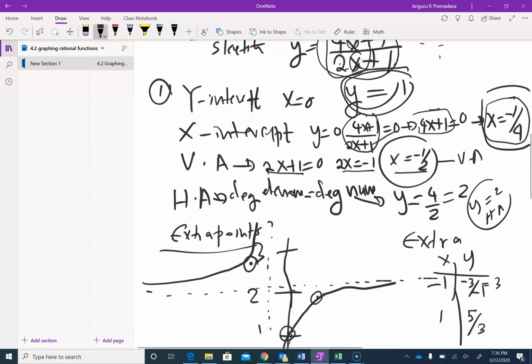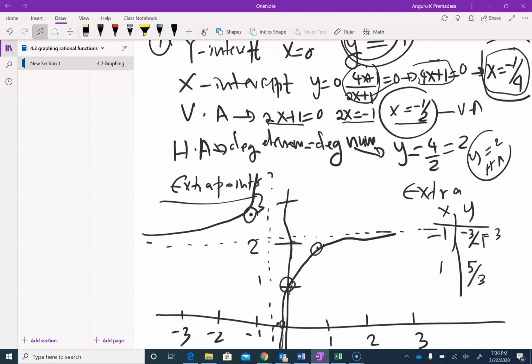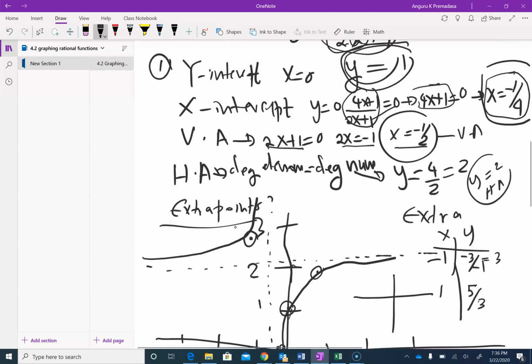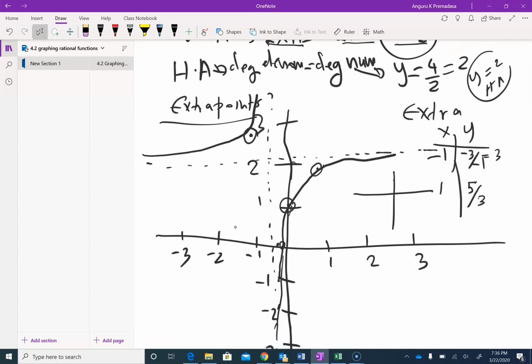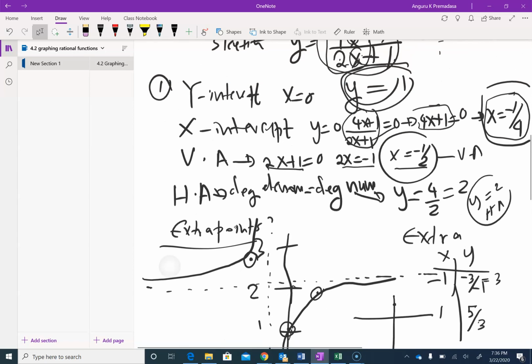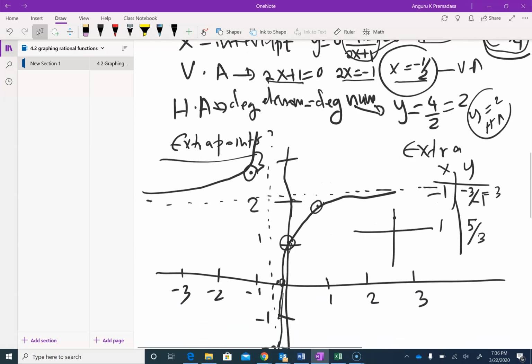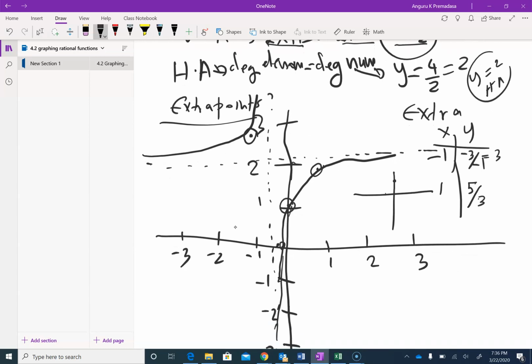And extra points we can do later. So let's once again try to draw this on the side, and then you will see how this happens. The y-intercept is 1. Note that. And then the x-intercept is what now? It is negative 1/4, so something like this, very close to 0 and negative 1. So we have 2 points.